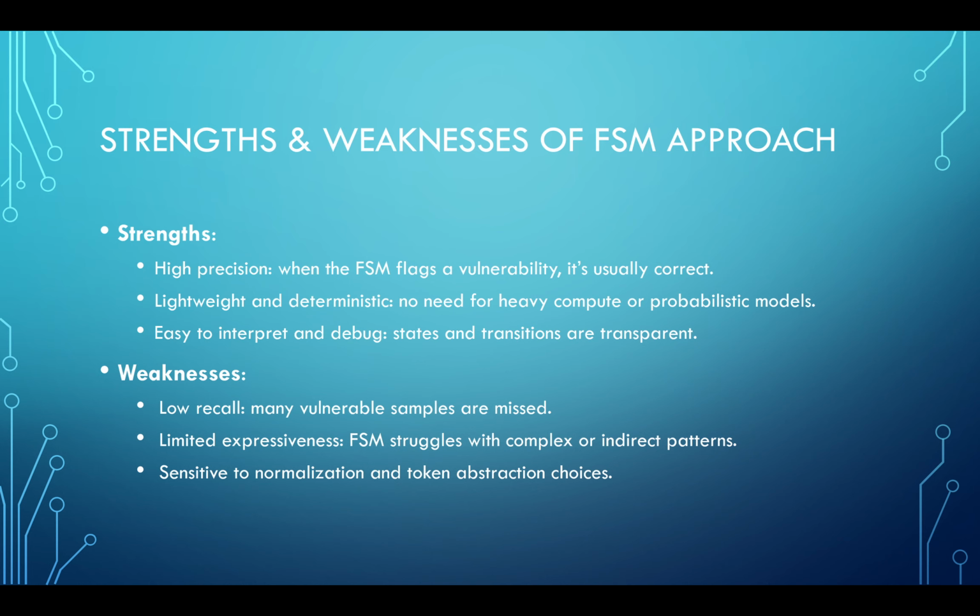There are some weaknesses. We have low recall. So as of right now, many vulnerable samples are being missed. And because our tokenization and normalization is so simplified, we do have limited expressiveness. That means that with more complex or indirect patterns, things that have, say, for example, nested function calls, those are an area where I would need to do follow-on research to determine if that's being correctly passed. So if a vulnerable function is detected 4 nested calls deep, is that being properly relayed back to the original calling function?